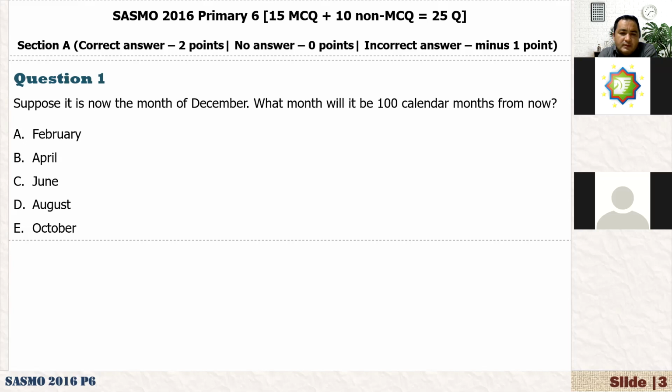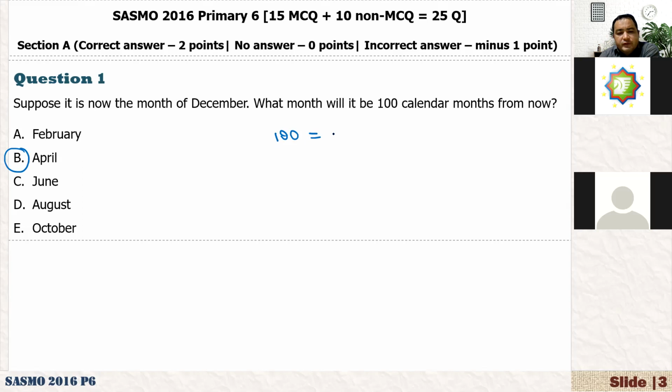April, how did you find it? I first wrote 100 divided by 12. It's equal to 8 remainder 2. So it's like 8 years, and 8 years is equal to December. And 8 times 12 is equal to 96. And 100 minus 96 is equal to 4. So January, February, March, April.